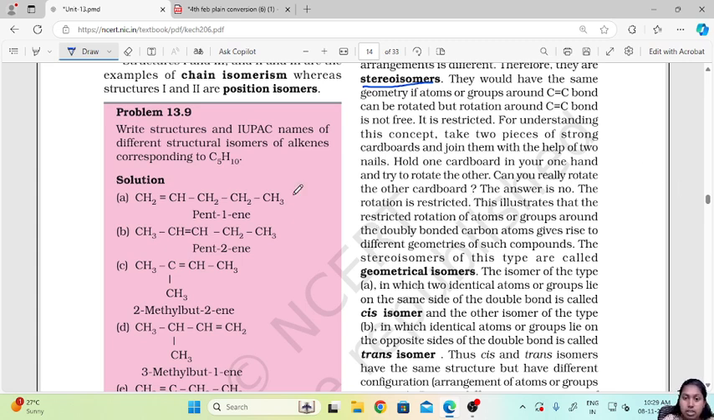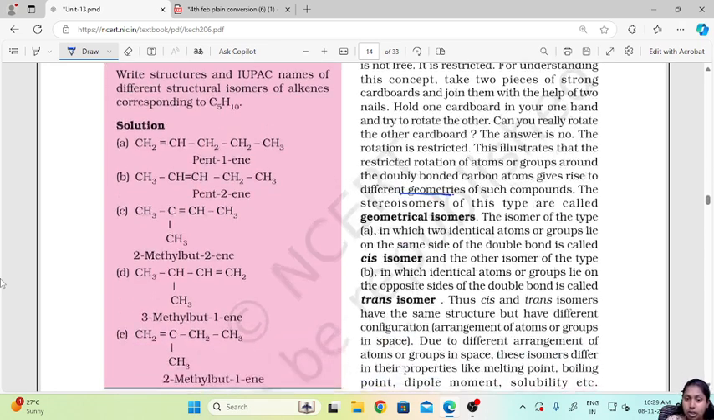Now this illustrates that the restricted rotation of atoms or groups around a doubly bonded carbon atom gives rise to different geometries of such compounds. So whenever you forcefully rotate them, they require more and more energy. Okay, this restricted rotation of atoms or groups around the doubly bonded carbon gives rise to different geometries. Now, the stereoisomers of this type are called geometrical isomers.